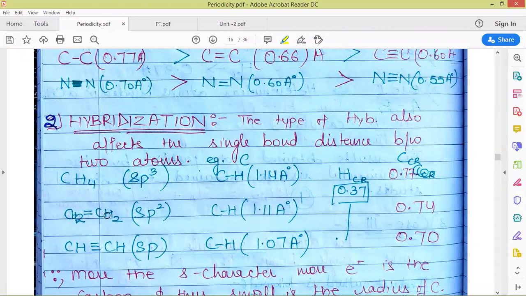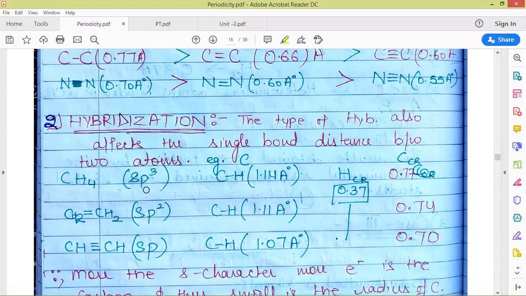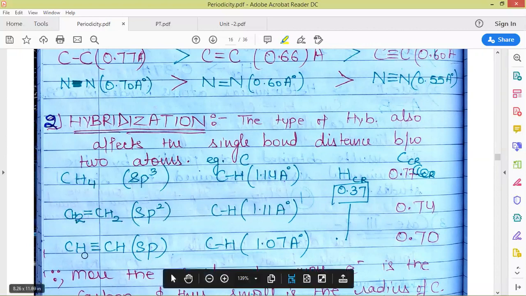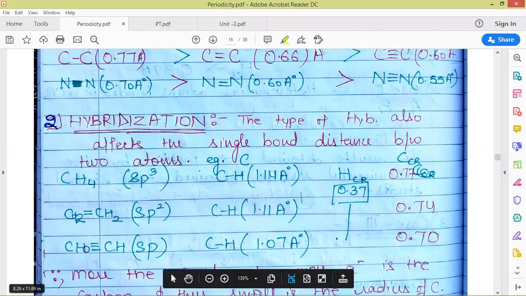Here we are taking the example of carbon. For carbon we have taken 3 different molecules in which carbon is having 3 different hybridization states. First is methane, where carbon is sp3 hybridized. In ethene, carbon is sp2 hybridized, and in ethyne, carbon is sp hybridized. So all are having a C single bond H bond present, but the covalent radii for carbon is not the same in all the three molecules.